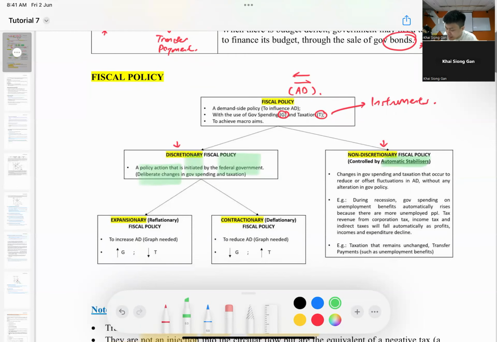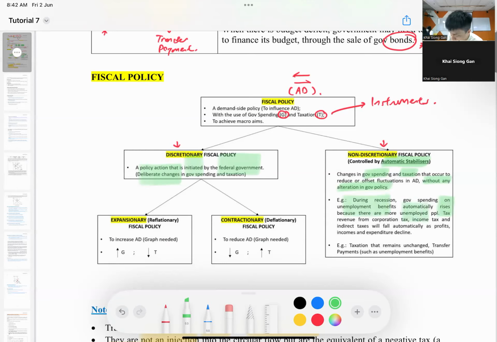What do we mean by that? Let me read through the sentence for you. The changes in government spending and taxation occur to reduce or offset, that means to settle, the fluctuations in aggregate demand without any alterations in government policy. Very simple: we do not make any changes, we just let the system work by itself. For example, if a lot of people are unemployed, they can automatically go and claim unemployment benefits. When people are doing better and the country is prospering, they will pay more taxes following the current tax system. During recession, government spending on unemployment benefits will increase.